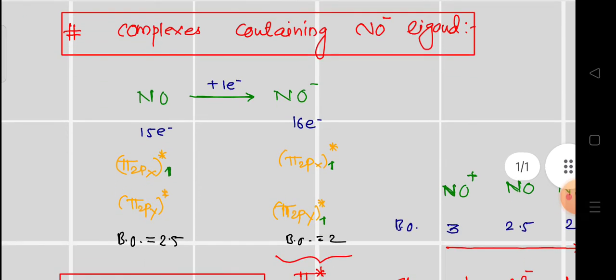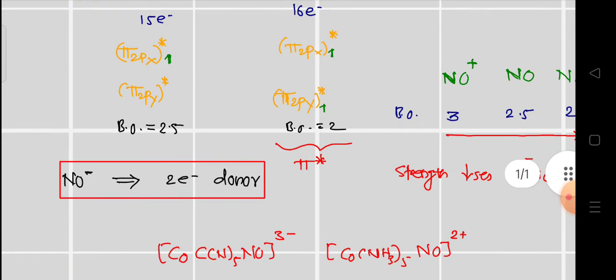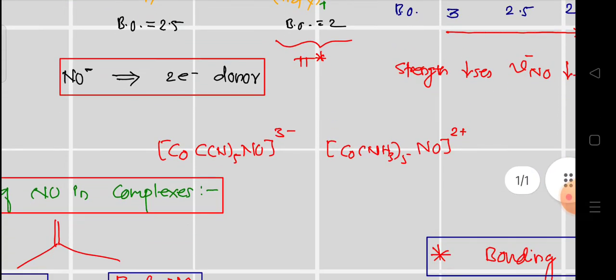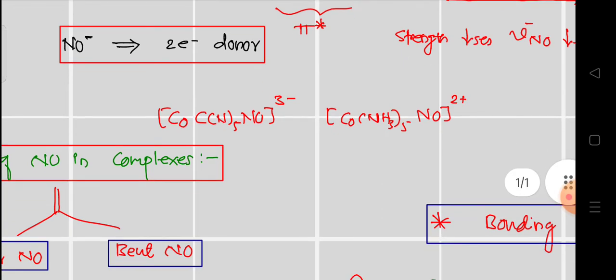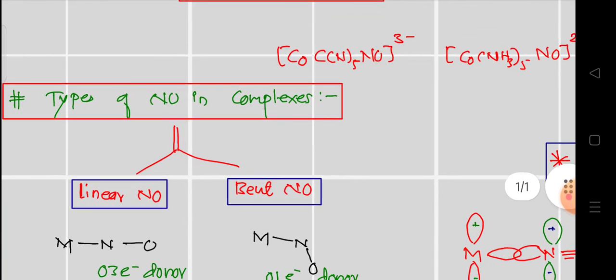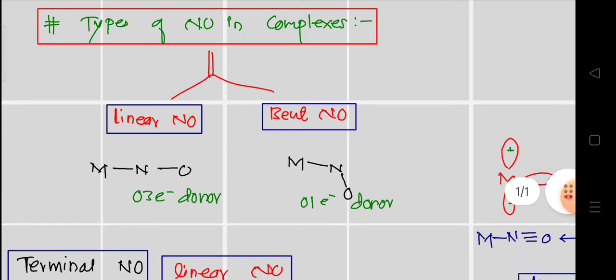Okay. Now the complexes which contain NO as a ligand. There are many examples, particularly in which NO consists of 2 electron donors. So here Co(CN)5NO 3 negative, Co(NH3)5NO 2 plus. Okay. Now we'll move to the types of NO.